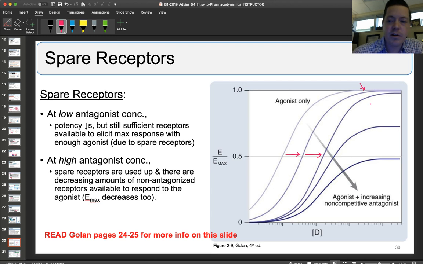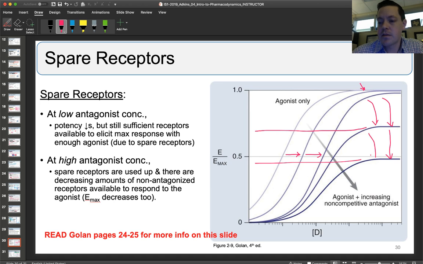But if and when you administer a concentration in which you are inhibiting all of the spare receptors present, then at that point you're going to start to see a reduction in the efficacy. Once you start inhibiting all of the spare receptors, concentrations of non-competitive antagonist greater than that will just show a reduction in efficacy, indicated by that plateau that we see. Some of these examples you'll see on your practice problems.